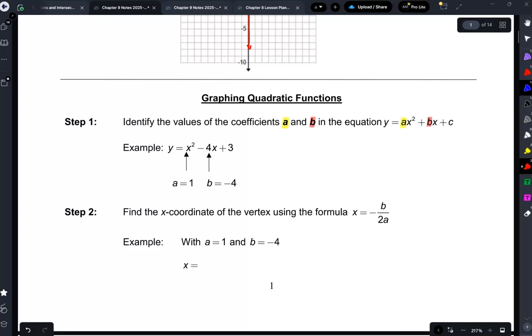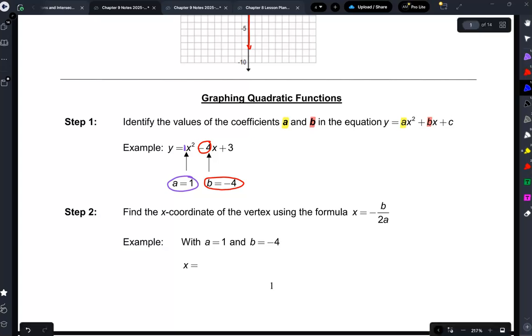So first, I need to figure out what is A. A right here is the coefficient of the x squared. This is 1x squared, so A is 1. B is the coefficient of x. What's the coefficient of x here? It's not 4, it's -4. So B is -4. Do you see that? You have to take the sign along with the number. So now A is 1, B is negative 4.